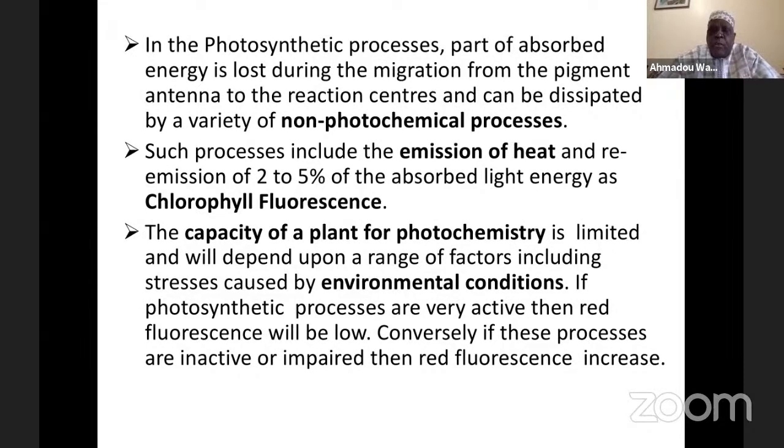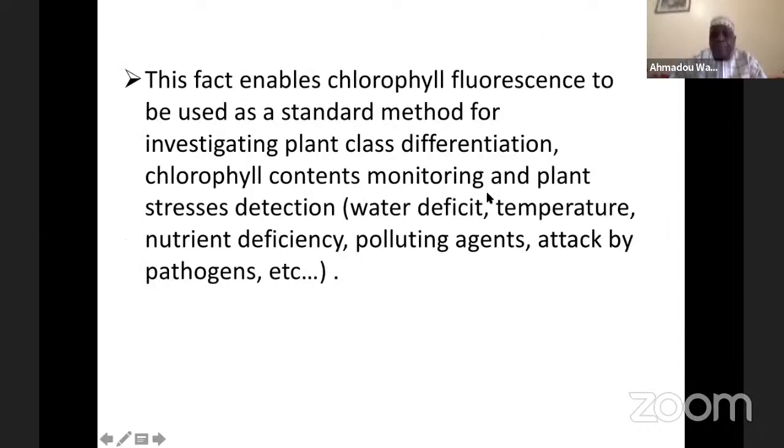From the pigment antenna to the reaction center, energy can be dissipated by a variety of photochemical processes. Such processes include the emission of heat and the emission of 2 to 5% of the absorbed light energy as chlorophyll fluorescence. The capacity of a plant for photochemistry is limited and depends upon a range of factors, including stress caused by environmental conditions. If photosynthetic processes are very active, then red fluorescence will be low. Conversely, if this process is inactive or impaired, then red fluorescence becomes important.